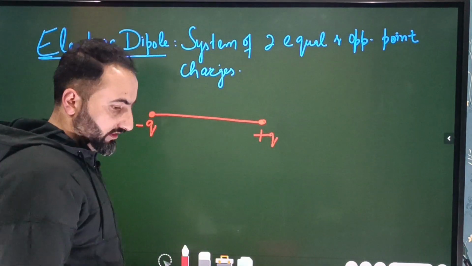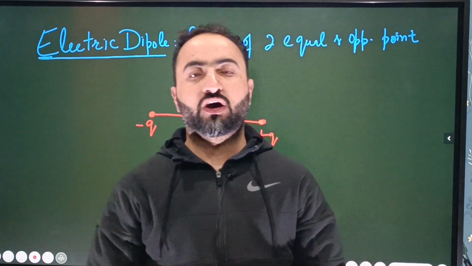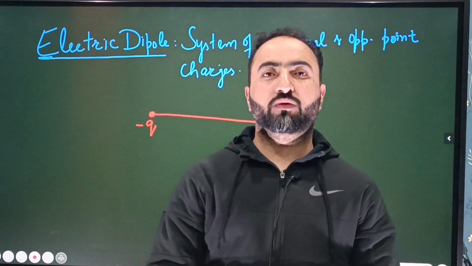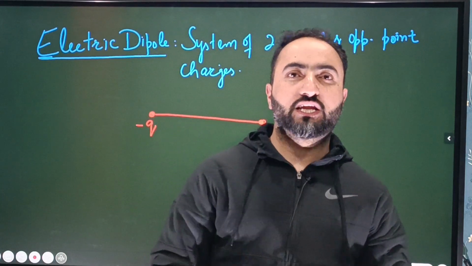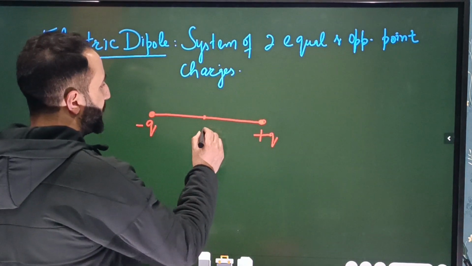Now this system is called a dipole. As simple as that. There must be a system that contains two charges. One must have a charge of minus q, another a charge of plus q. Here this is what we call the center of the dipole, point O.